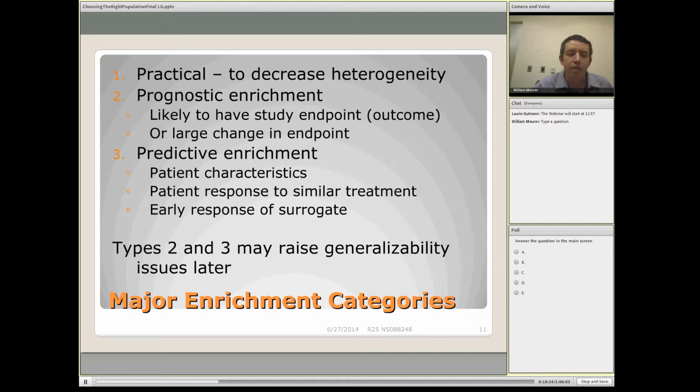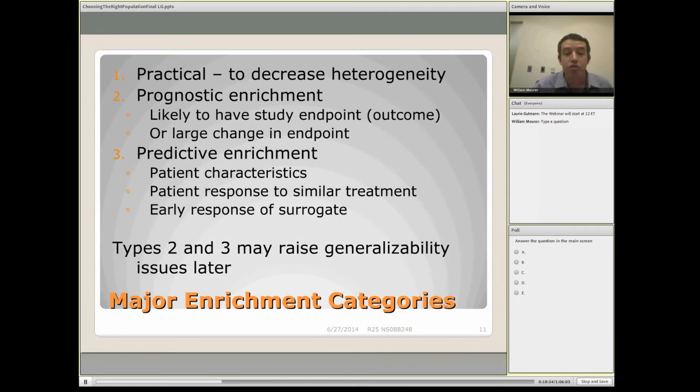The other major category is prognostic enrichment. If you are to do a trial of a treatment, but the risk of having the outcome event is really low, think of a primary prevention of stroke type trial, it would be very difficult to enroll enough patients to detect effects, and the effects would be small. So the likelihood of having the study endpoint is important. If you were to do a primary stroke prevention trial, then you would want to do it in a population that was extremely high risk for the disease.